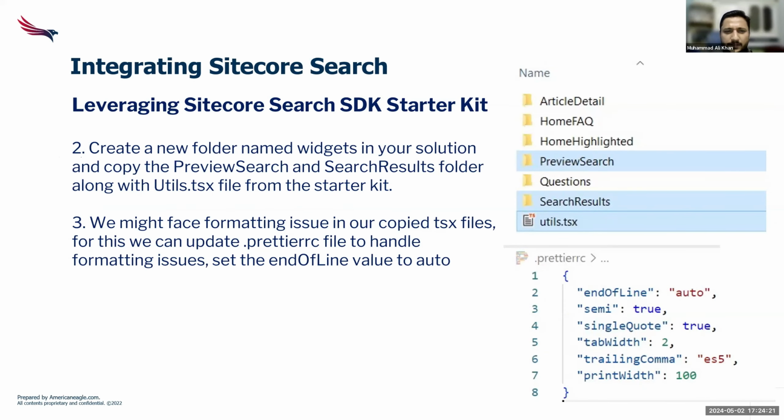So we need to create a folder in our Sitecore Next.js solution named widgets, and copy the preview search, results, and utils.tsx. Utils.tsx is the file where all of the main methods from the starter kit are available. When we copy the code from the starter kit, we might face some formatting issues, so we can update our prettier file as shown in this screenshot. Basically, end of line should be auto rather than CRLF.